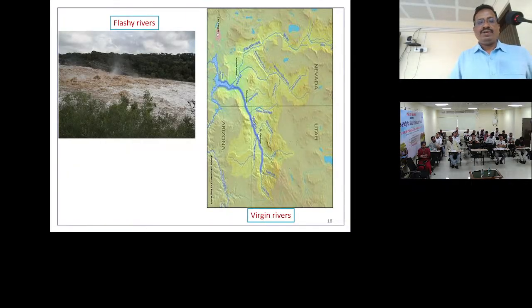This is the flashy river you see. Sudden discharge enters the river. The discharge is also very high within a short period, and it disappears within a short period. And here is the virgin river, you can see in this figure. The river originates at one place and suddenly disappears, and it does not confluence with other rivers or the sea.